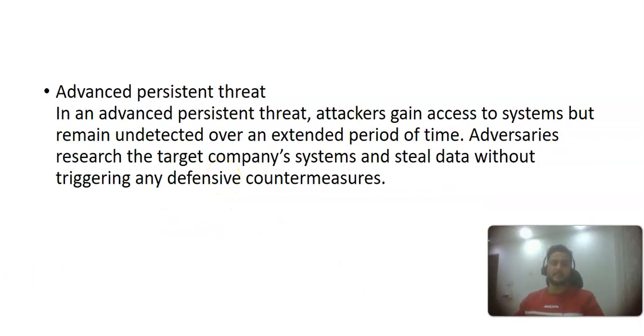All right. Next is advanced persistent threat. In this type of attack, attackers gain access to systems but remain undetected over an extended period of time. Adversaries research the target company's system and steal data without triggering any defensive countermeasures. So these were the six types of cybersecurity threats: malware, phishing, ransomware, insider threats, social engineering, and advanced persistent threat, that I wanted to discuss with all of you.